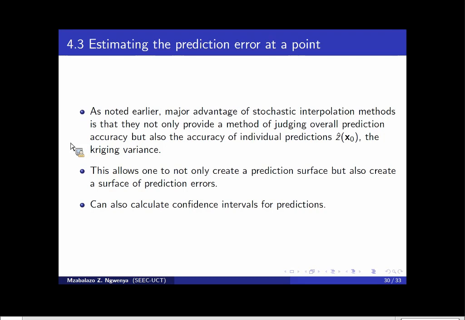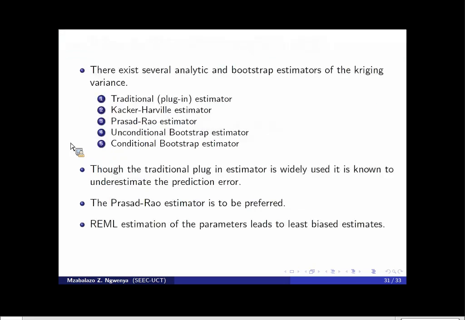So with that, we can create a prediction surface. Besides creating our surface of interpolated, say, rainfall values, we can then say how we think those values vary using prediction errors, and by extension, we can calculate confidence intervals for our predictions.